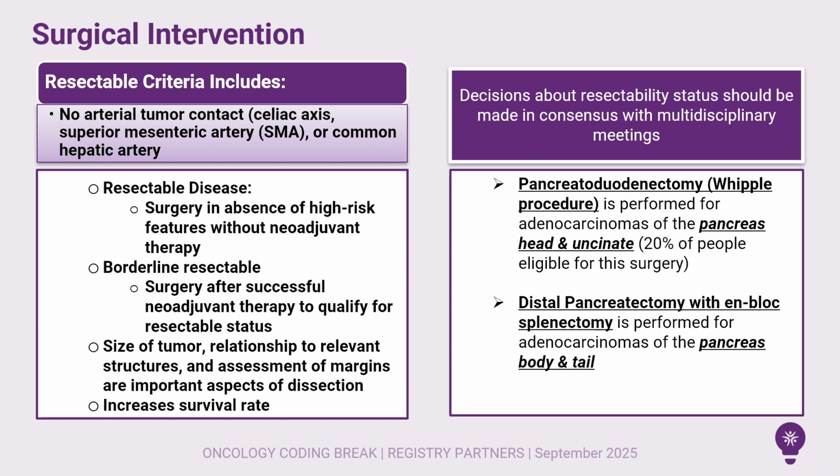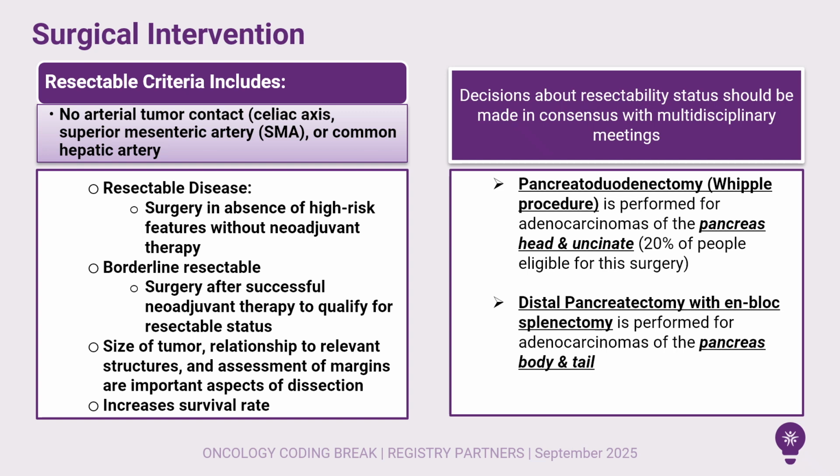No arterial tumor contact is also a criteria: celiac axis, superior mesenteric artery, or SMA, or common hepatic artery. Decisions about resectability status should be made in consensus with multidisciplinary meetings.